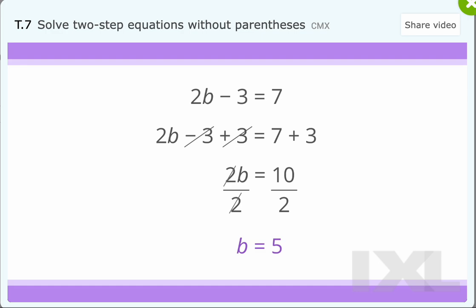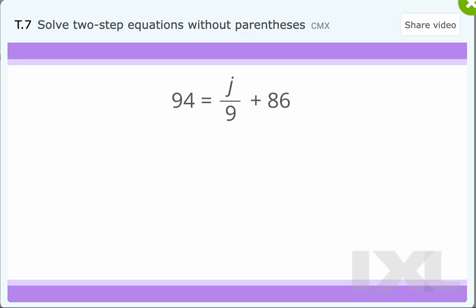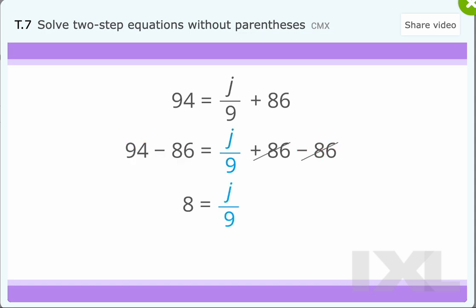be a true statement. For our next example, we have 94 equals j over 9 plus 86. Again, we'll use inverse operations to solve, starting with the last operation, which is the plus 86. We'll need to undo that by subtracting 86 from both sides. To simplify, on the left, 94 minus 86 is 8, and on the right, 86 minus 86 cancels out to just 0, and we are left with j over 9.